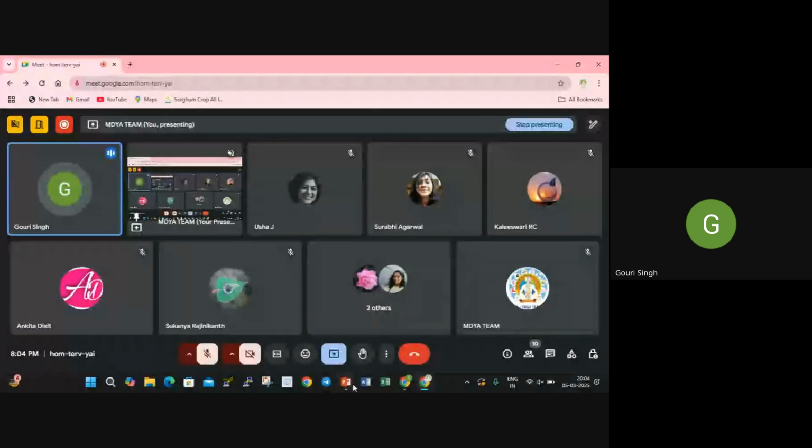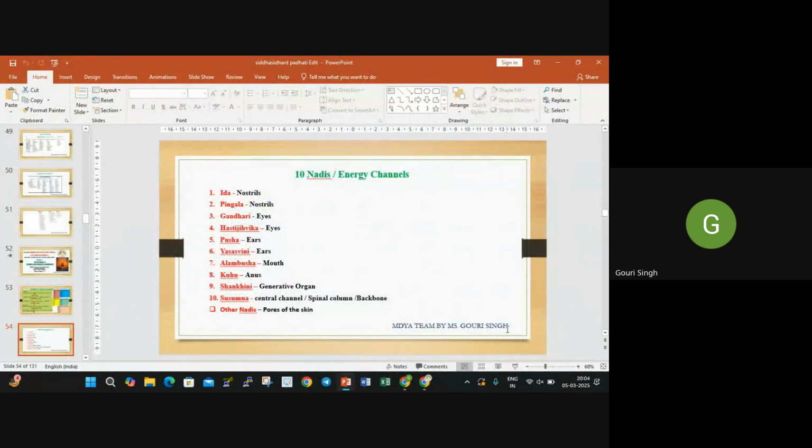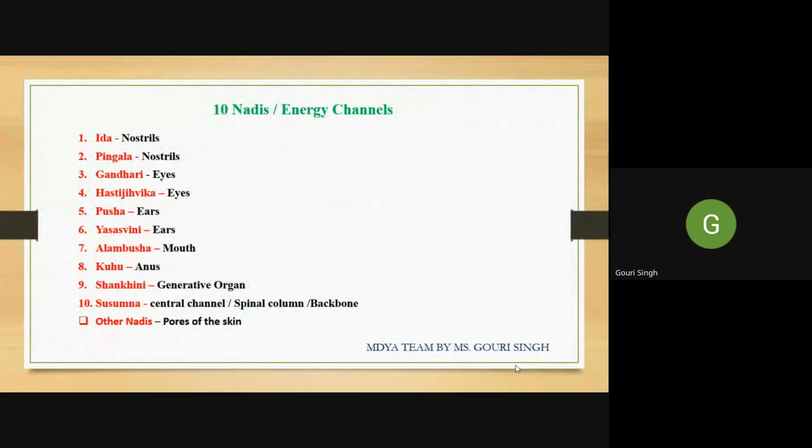Okay, let's go to the next. I hope all of you remember, and whenever a question comes, you are able to find out which one is not present in the Siddha Siddhanta Paddhati and which is not present in the Vasishtha Samhita. Two nadis are more added in the Vasishtha Samhita.